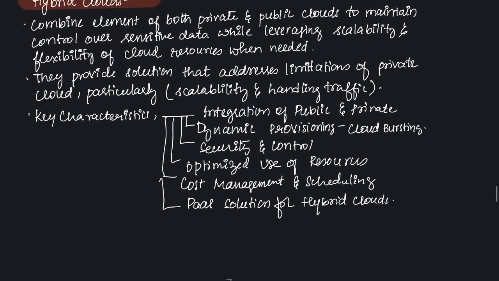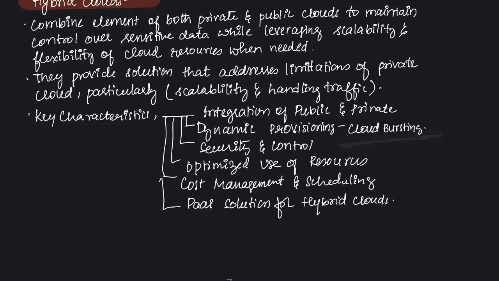Looking at the key characteristics, the first one is integration of private and public cloud. So hybrid cloud means it is a combination of both. Here they'll integrate additional resources from one or more public clouds and then come up with a hybrid cloud. Next we have dynamic provisioning and cloud bursting.